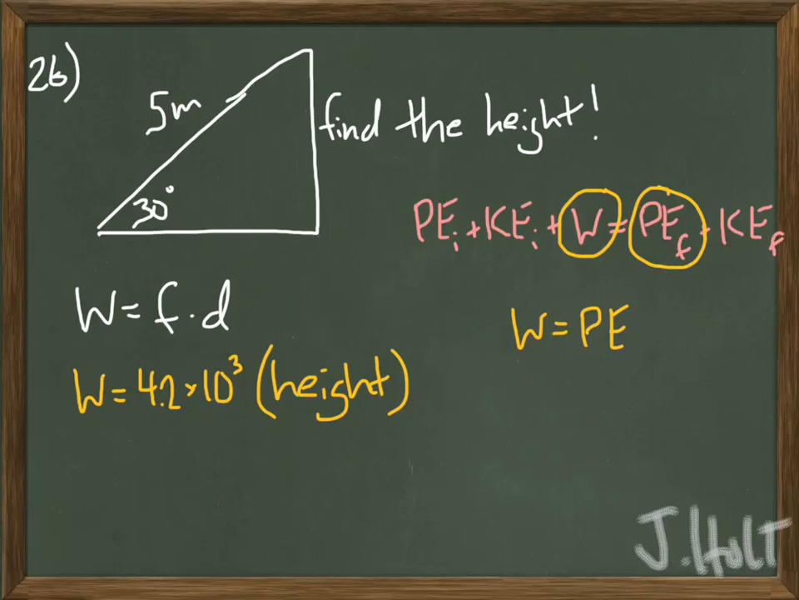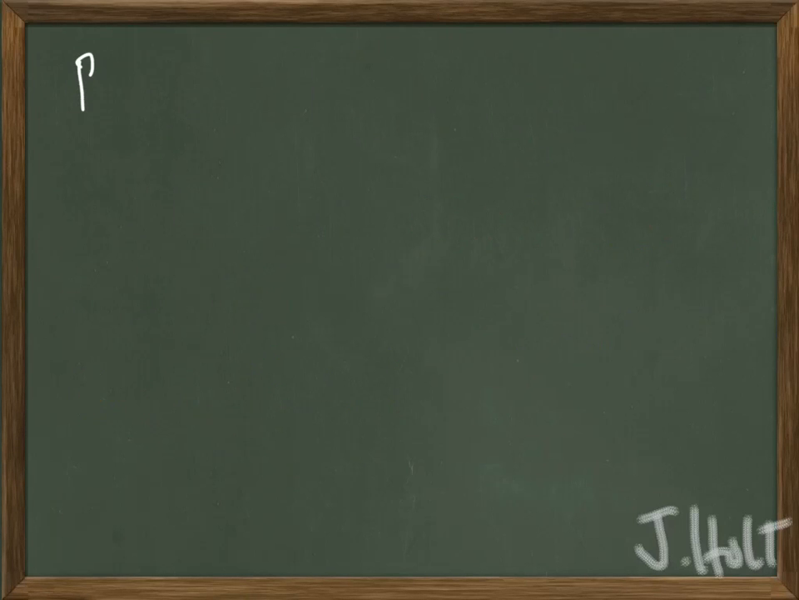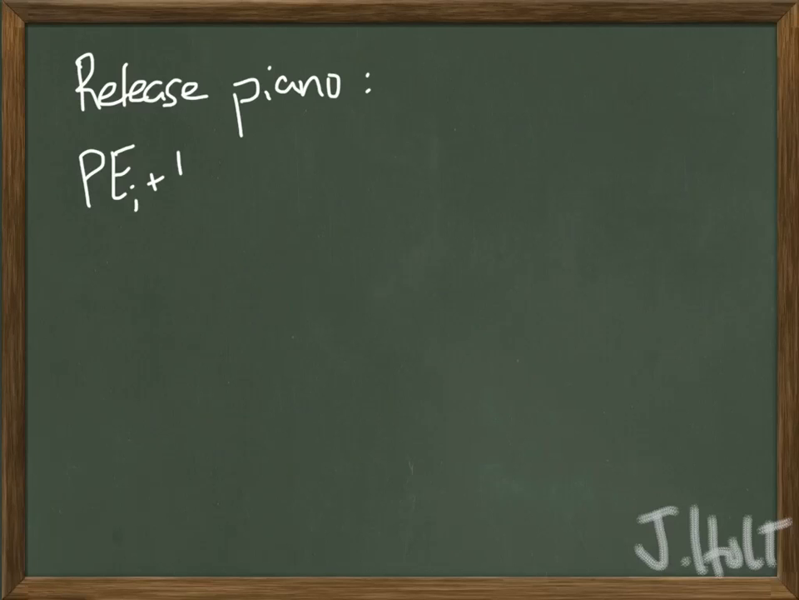Let's take a look at the third part. I'll walk you through it step by step. First thing, if you're going to release the piano and it's going to roll down the ramp, we have a transfer of energy there. So let's set up our law of conservation of energy to see what we're working with.